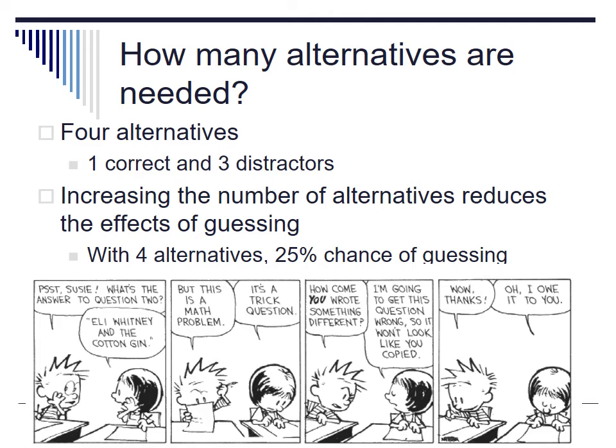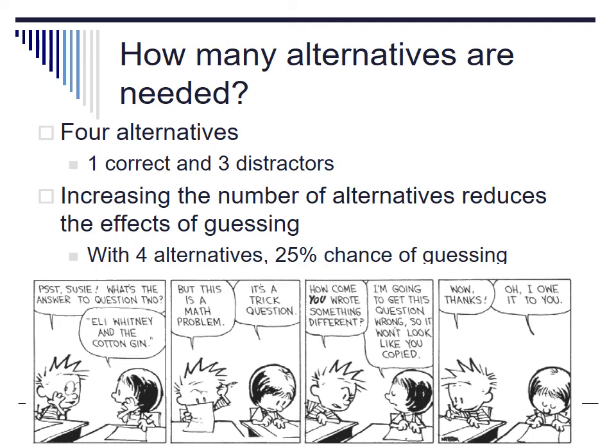So basically, increasing the number of alternatives does reduce the effects of guessing. So with 4 alternatives, we have a 25% chance of guessing the right answer. If we only have 3 alternatives, it's a 33% chance. And if we only had 2 alternatives, it's a 50-50 chance. So we do want to have more alternatives to decrease the chance of someone getting an item right by pure chance. However, writing those becomes difficult.